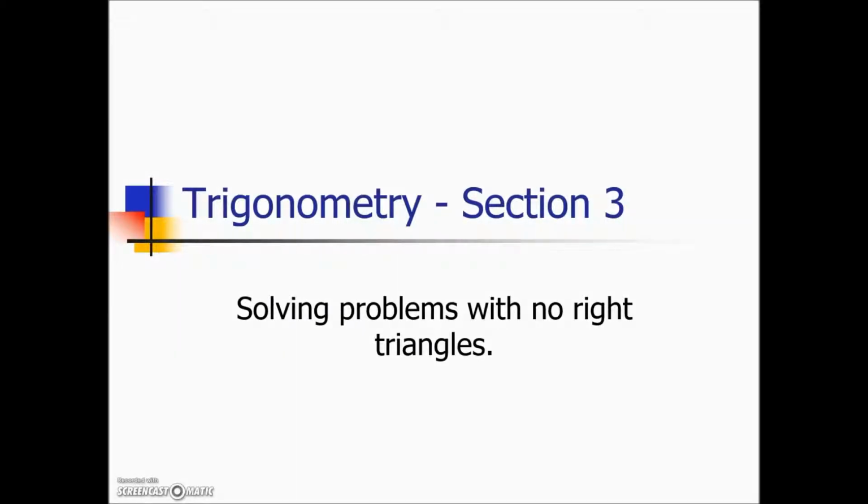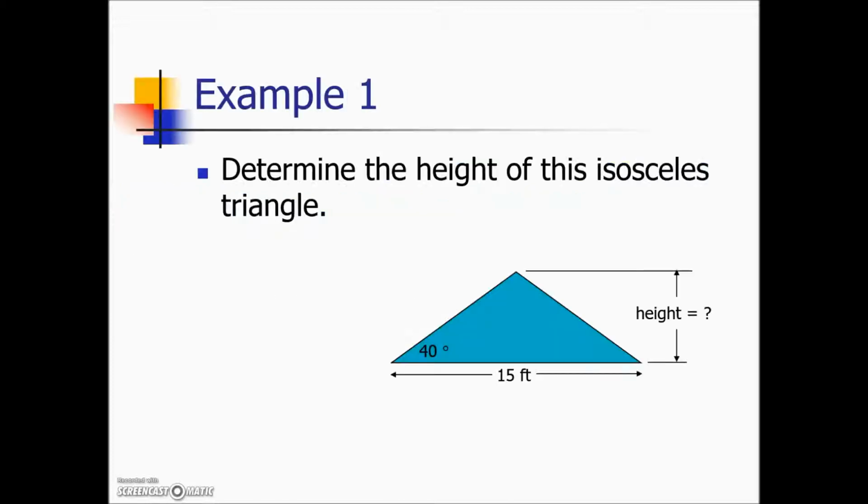Trigonometry Unit Section 3, Solving Problems Containing No Right Triangles. Sometimes you will encounter problems where no right triangles are readily apparent. The good news is that many of these non-right triangles are isosceles or equilateral. It is usually good news because right triangles can be created from them. Then we can use the right triangle trig to solve the problem.